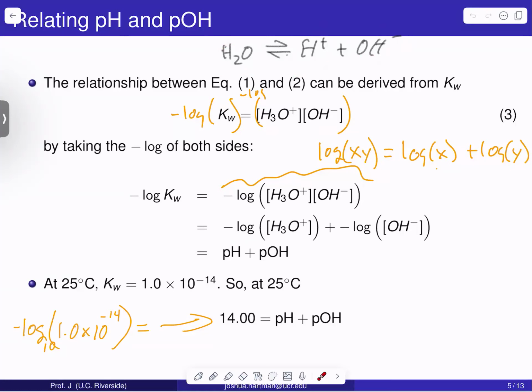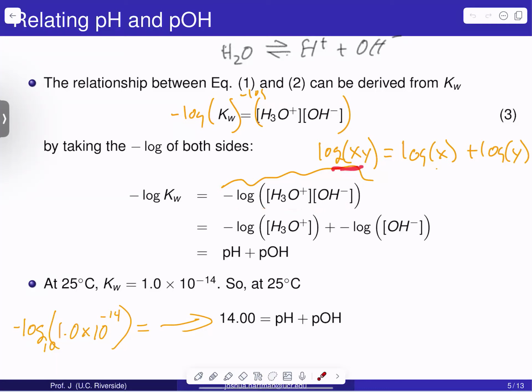And essentially what I want to do is say, okay, let's start with our Kw expression and just introduce these minus log terms on both sides. So essentially take minus log of both the left and right-hand side. If you do that, you end up with this first equality.